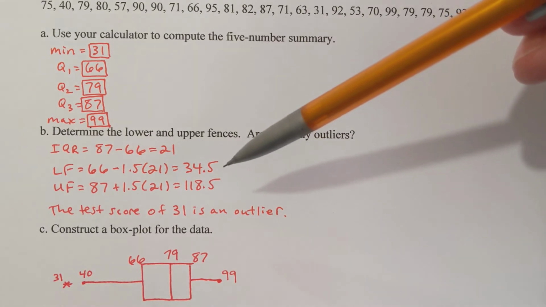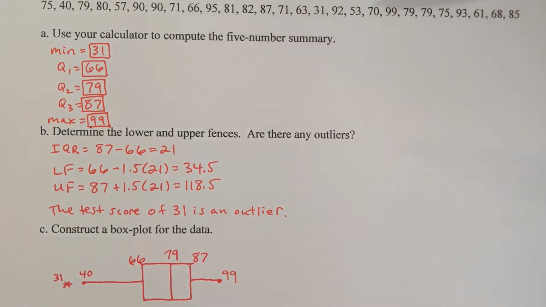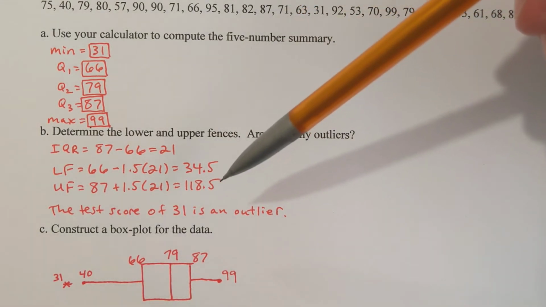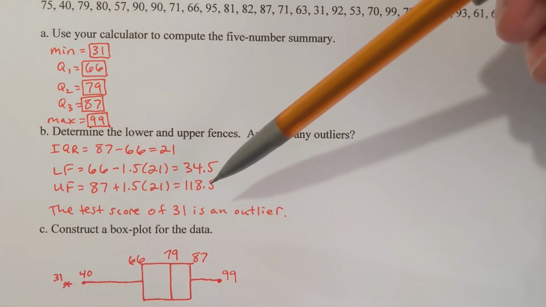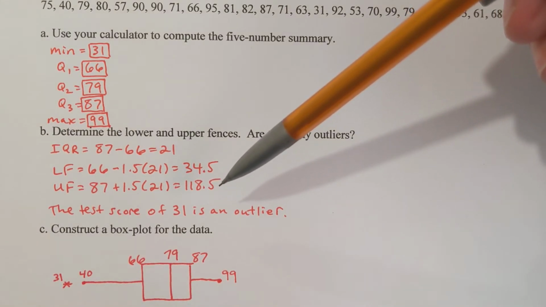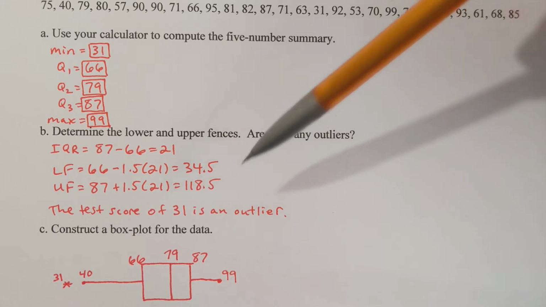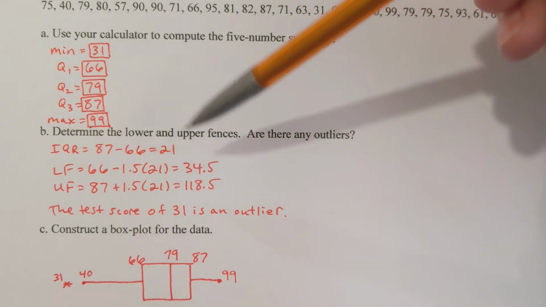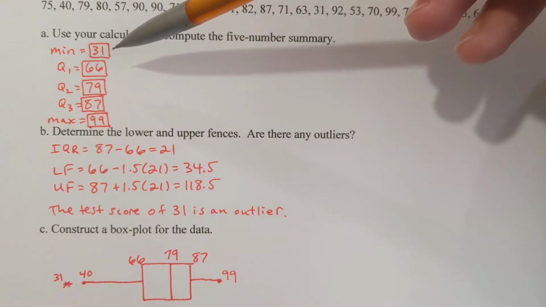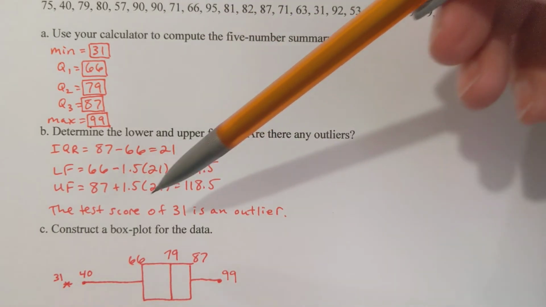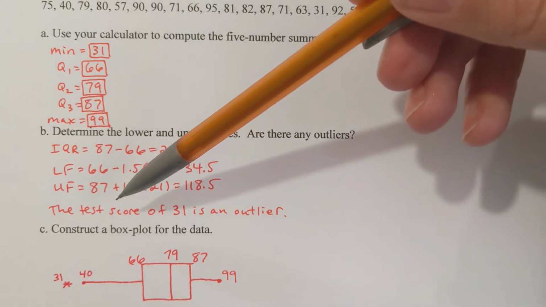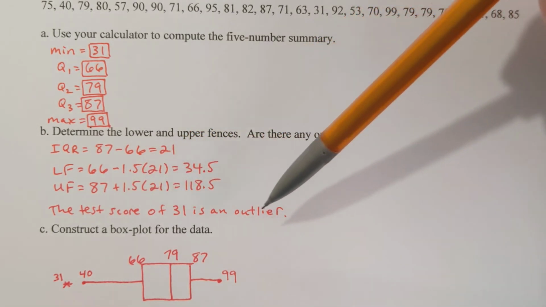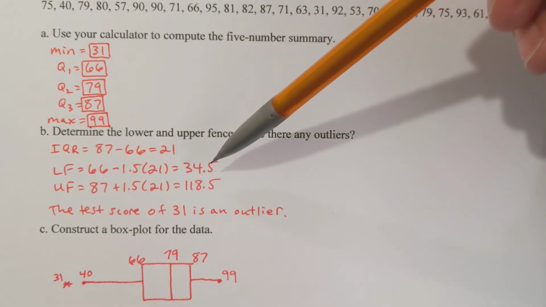Now there's no scores that are above 118.5, so there's no outliers on the far right side, but 31 would be an outlier. So I've got that stated there. The test score of 31 would be an outlier because 31 is less than 34.5.